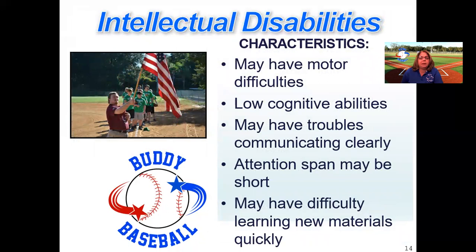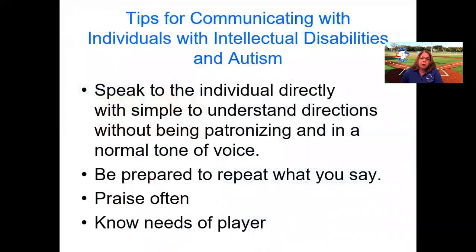Again, intellectual disabilities, they might have motor difficulties, lower cognitive abilities. Some folks that have Down syndrome will have intellectual disabilities, but you just give simple instructions and they'll be just fine. So, what are some tips to deal with folks that have intellectual disabilities and autism rather?